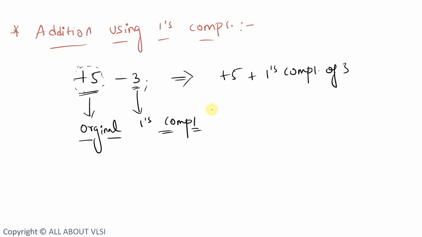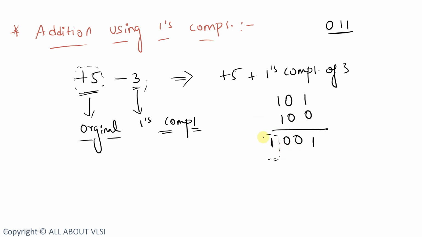Okay, so if I want to write this down, what I can write is 101, and 3 is nothing but 011. If I perform 1's complement, then I am going to get 100. Okay, so if I add this, 1 plus 1 is 0, and we are getting a carry 1. So 10110, and the carry is 1.